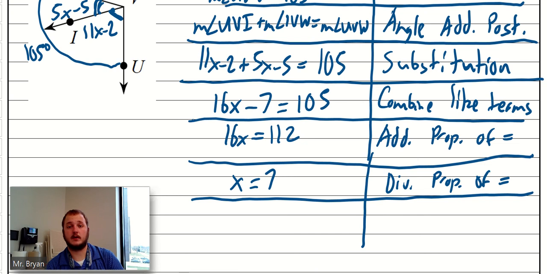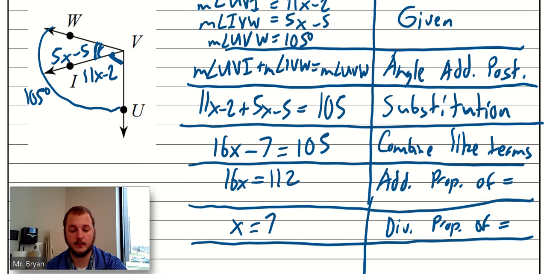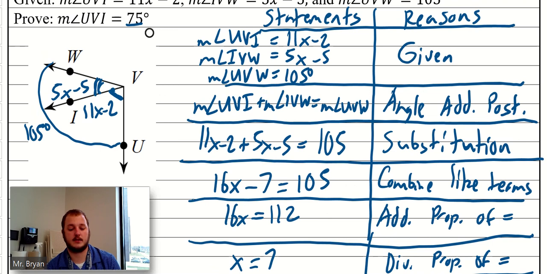And usually here, we'd be done. We'd say x equals 7. All right, that's what we're trying to prove. We're good to go. The problem in this case is it wasn't asking us to just solve for x, but it was actually asking us to solve for the measure of an angle. So we did this in the past where we defined what x was and then we plug it back in to find what the measure of whatever it was. We're going to do the same thing here, but we just have to show that in our proof.